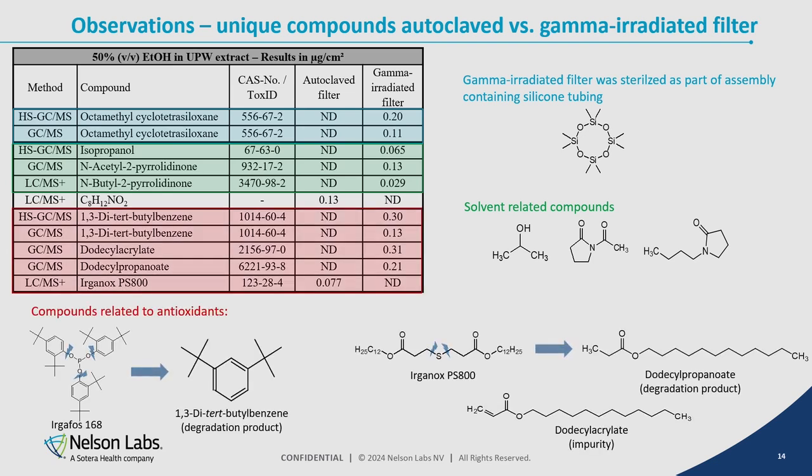A third set of compounds are related to antioxidants. As you can see, for the autoclaved filter, only Irganox PS800 was detected, while for the gamma irradiated filter, some other compounds were detected. If you look in more detail at the bottom right of the slide, you can see the structure of Irganox PS800. When you gamma irradiate that component, it can degrade into some degradation products, which were exactly the compounds we have detected for the gamma irradiated filter. So there you can see that the antioxidants are doing their job in protecting the polymer by degrading into their degradants and therefore not degrading the polymer.